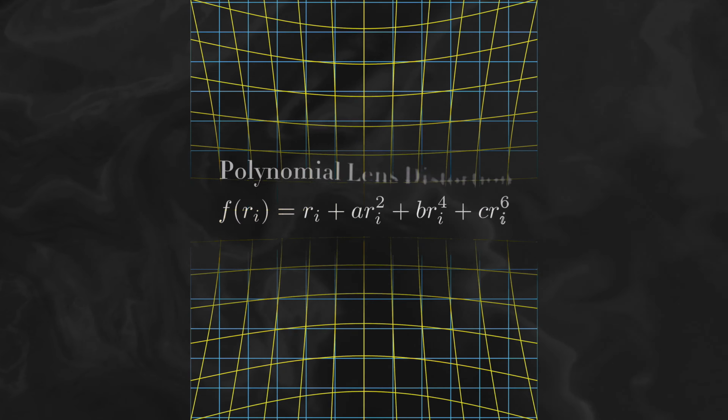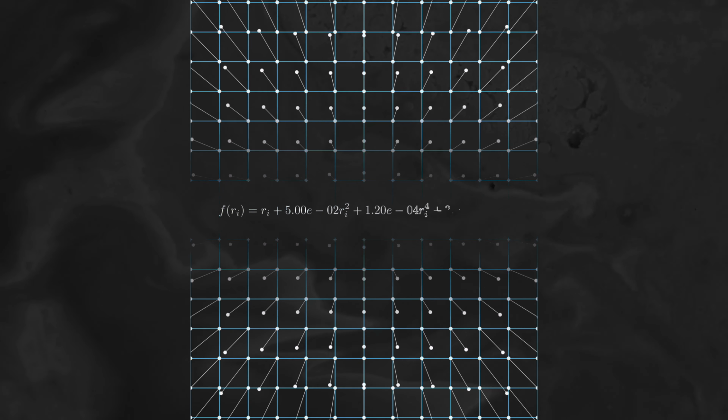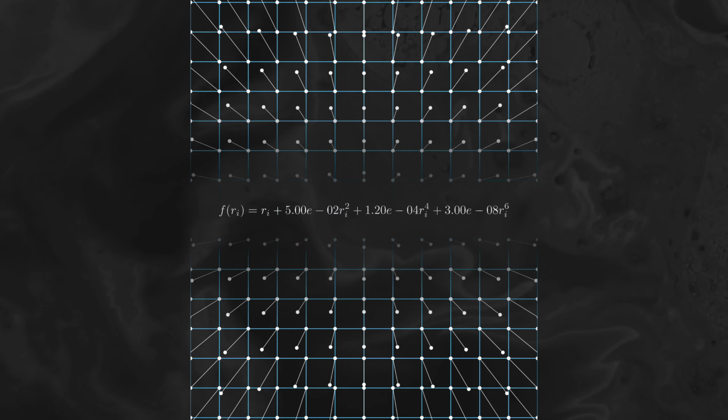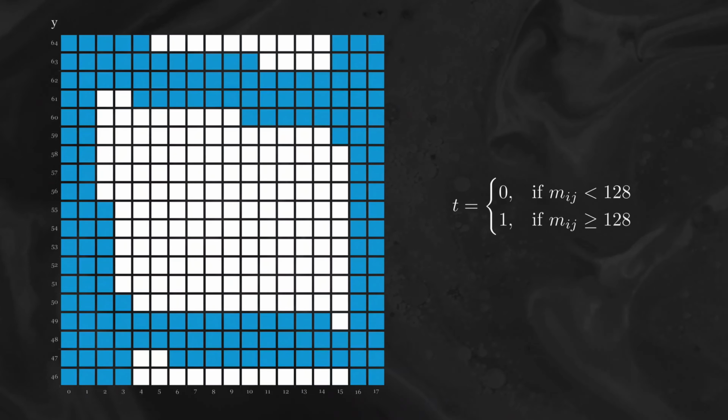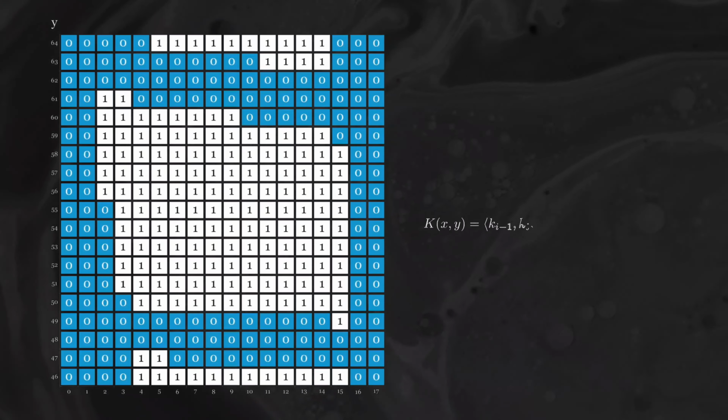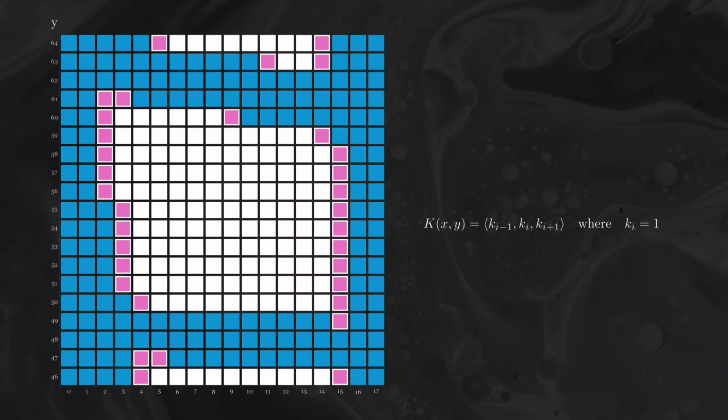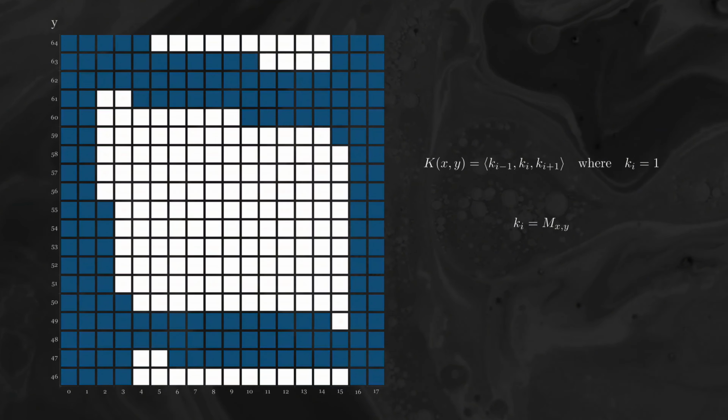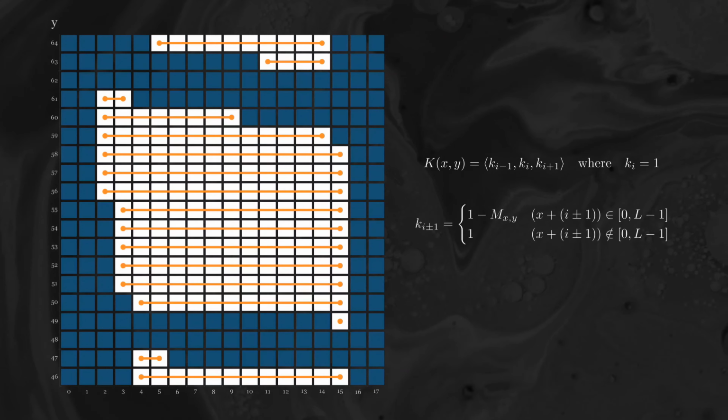Polynomial lens distortion, accounting for radial lens distortions, nonlinear coordinate space transformations, can be accomplished via polynomial regression. To detect the grid cells, we first threshold and apply a kernel to detect perimeter pixels with respect to a given axis, pairing them into spans, and further relating them into segments.